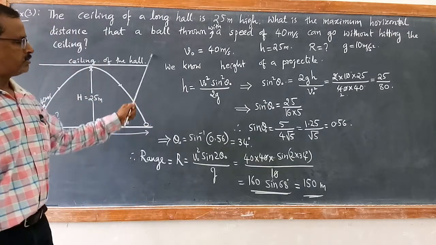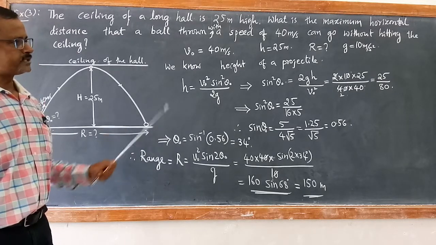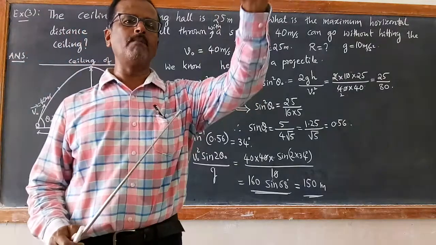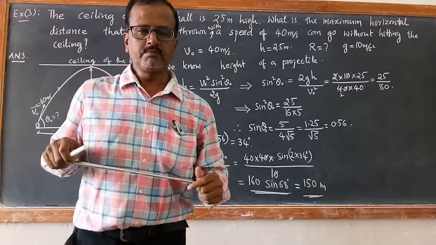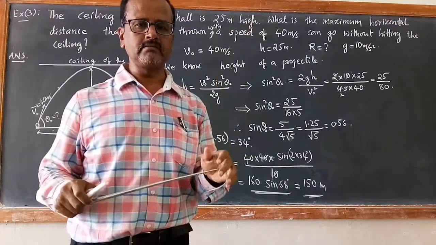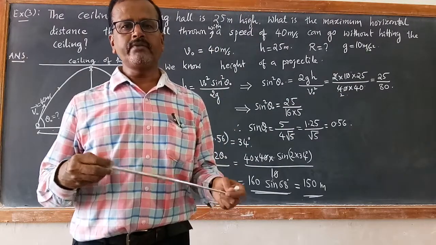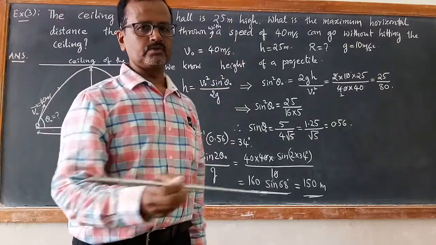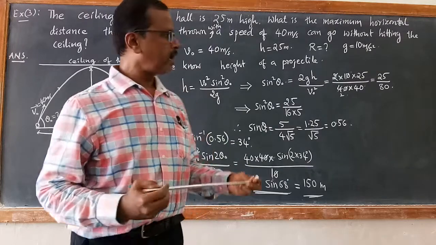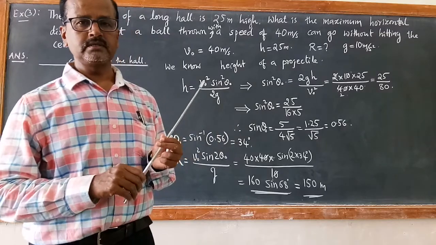So this is how one has to calculate the numerical problems on projectile. I have covered projectile with an oblique angle of projection, at some angle with respect to horizontal. Then we have discussed the projectile which is horizontally thrown. So both the cases we have studied, and I have solved a number of numerical problems.